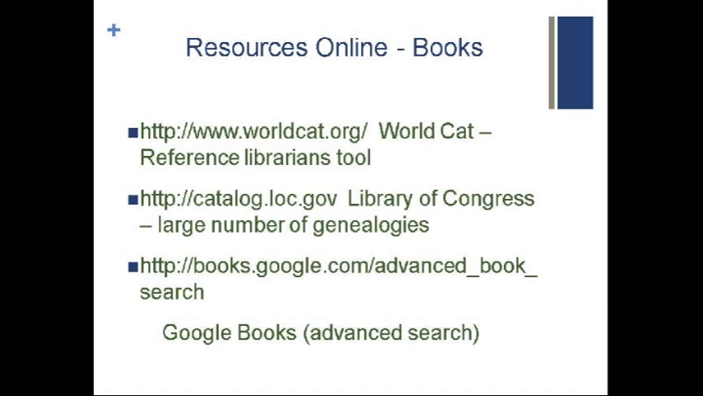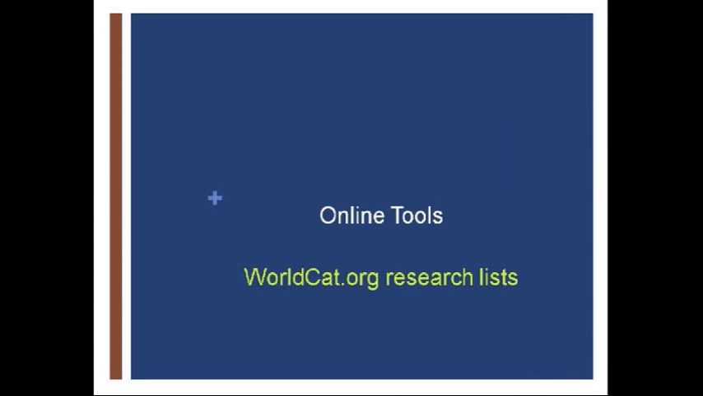First, if you're looking for any sources online, how to find books online, number one is WorldCat, and that's one of our topics that we're going to talk about today. Library of Congress and Google Books. Those three are the highest used resources for genealogists to find books.